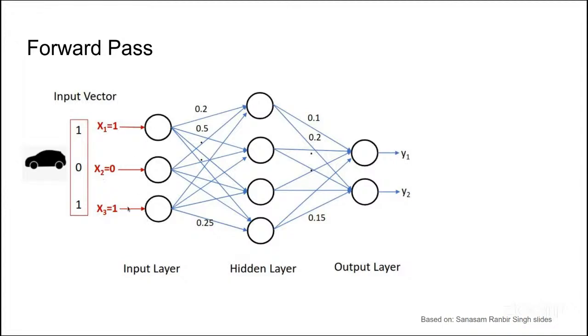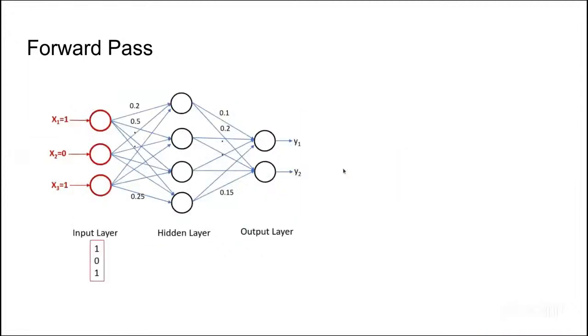So 1, 0, 1 goes in, and say the initial weights are 0.2, these are 0.5, similarly all the weights are defined as 0.25, and similarly the other V1 weights are also defined. After computation, it outputs Y1 and Y2. So 1, 0, 1 goes through the network and outputs certain values. Let's do this. In the input layer, since there is no activation function here, the neuron simply becomes 1, this becomes 0, this becomes 1.